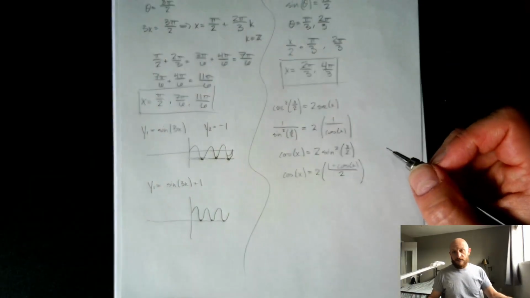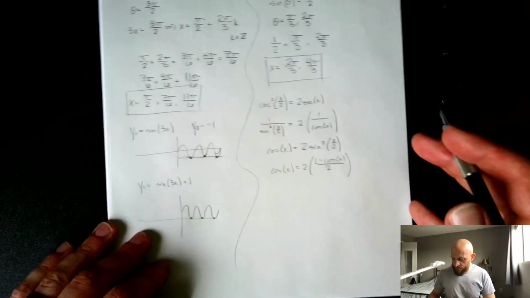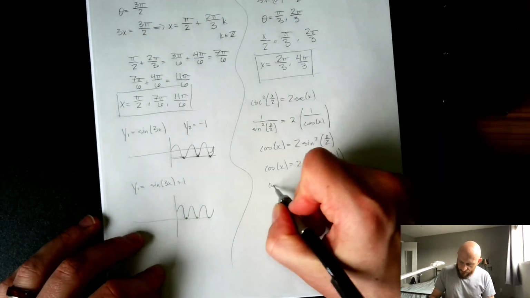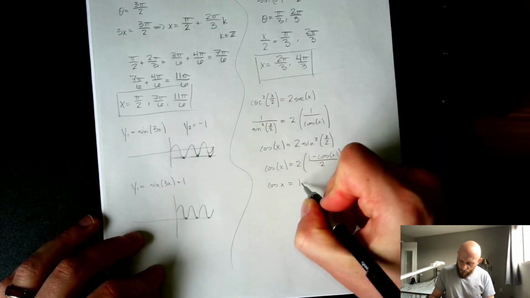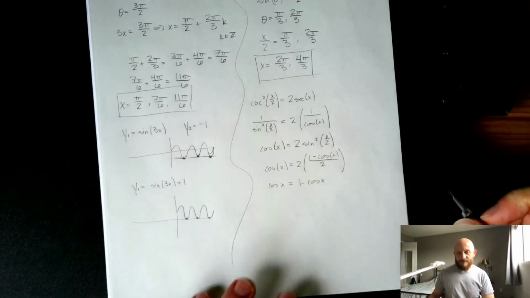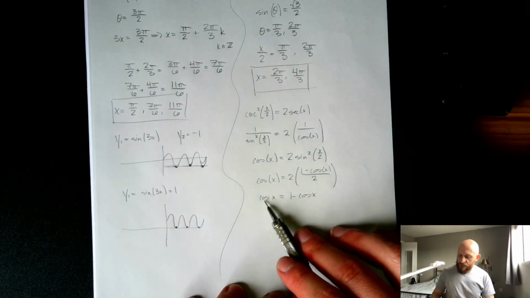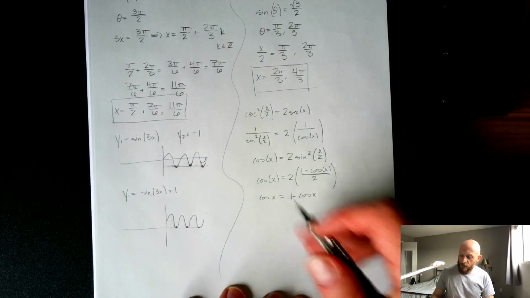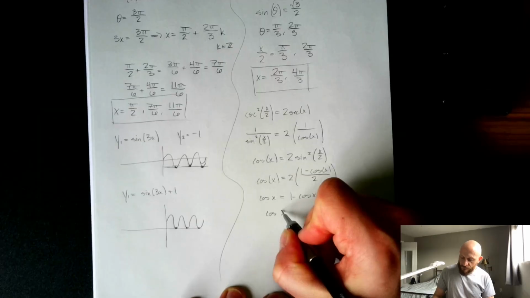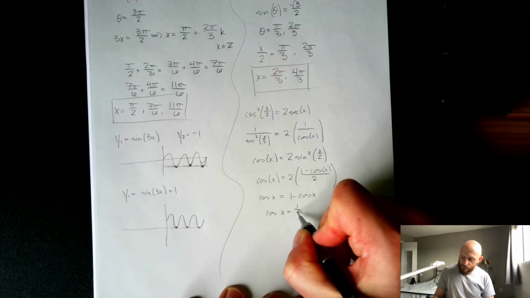And yeah, this is starting to look pretty solid. So if we multiply through by 2, cosine of x equals 1 minus cosine of x. Yeah, this is looking real good. If we add cosine to both sides, then on the left we would have 2 cosine of x equals 1. So we're solving, where does cosine of x equal 1/2?